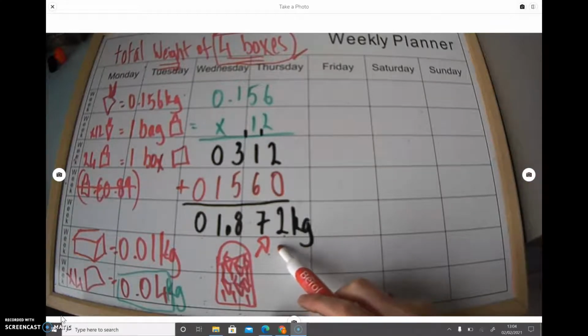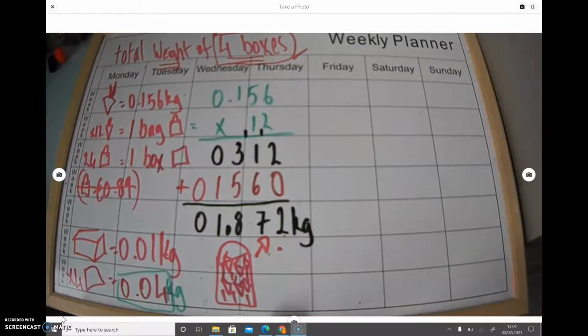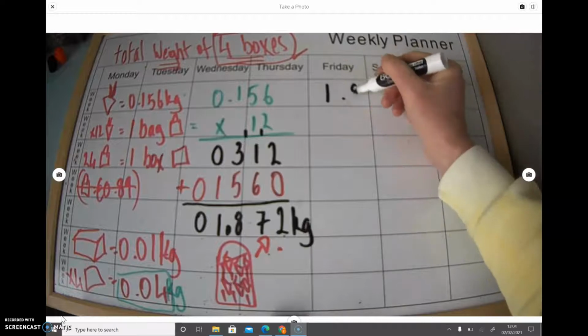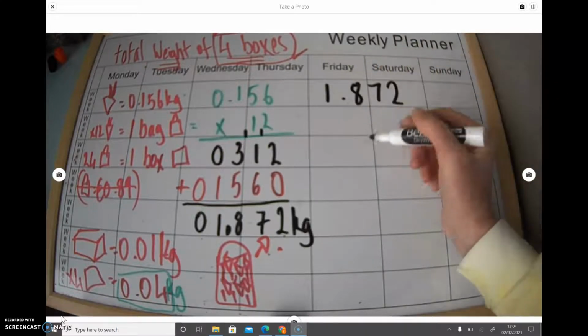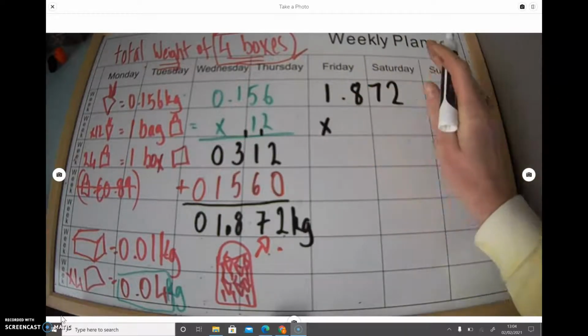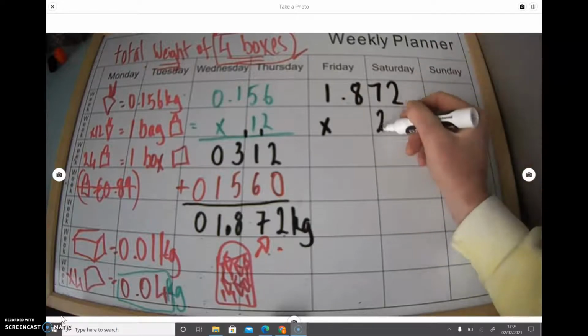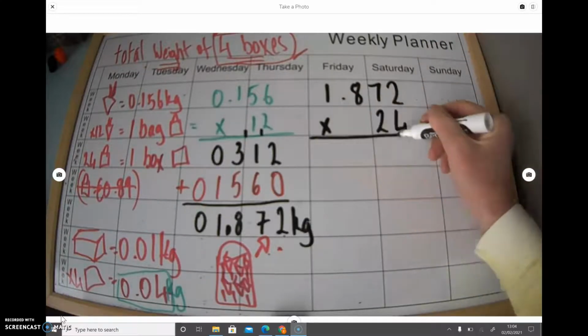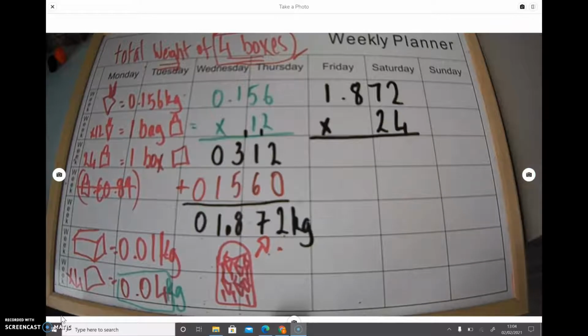So I need to multiply 1.872 by 24. Let's do it over here. 1.872, that's 1 bag, but there's 24 bags in a box. So that's how I'm going to work this one out. So let's go again.